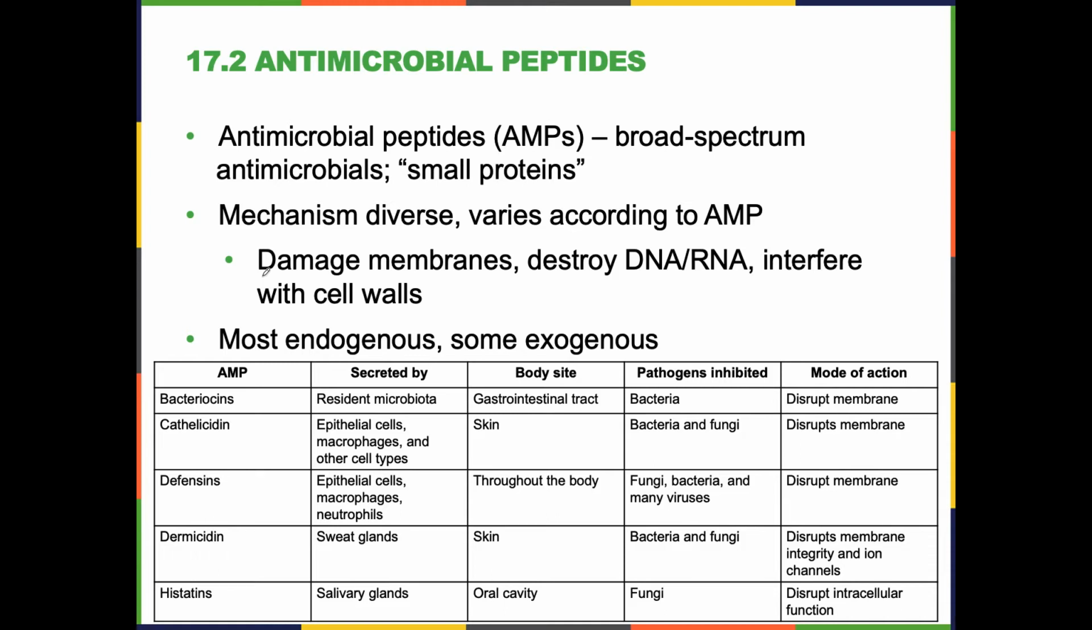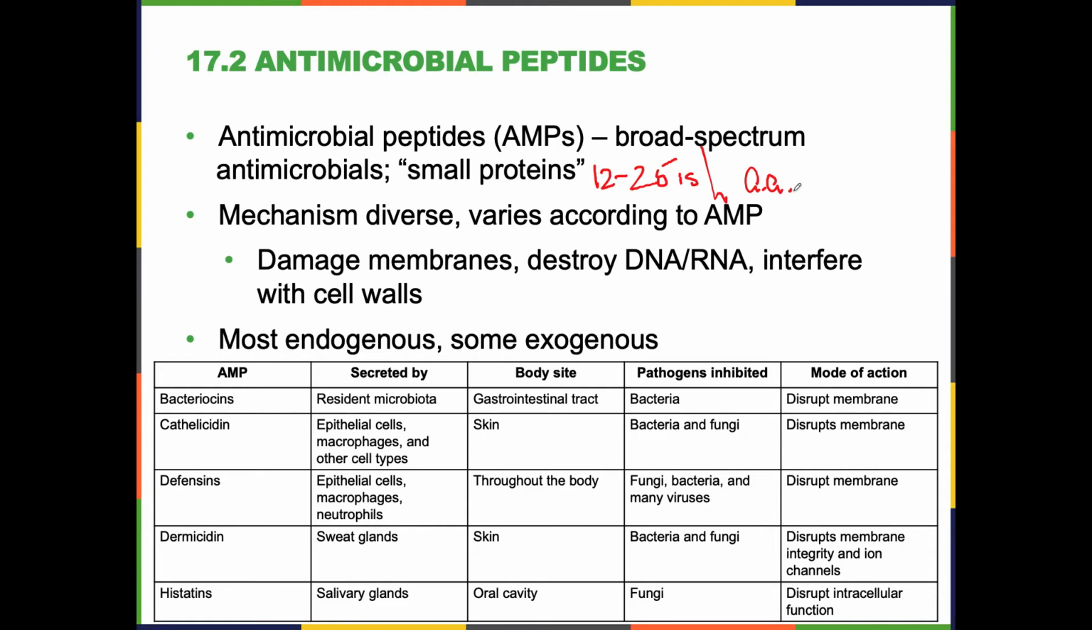These are broad spectrum antimicrobials. A peptide, if you recall, is just a small protein. So we're talking anywhere from like 12 to, let's go, 25-ish amino acids. Okay, so very small little proteins. Very diverse in mechanism, right? And sometimes the mechanism isn't even clearly understood. We know that they do things like damage membranes. They can interfere with cell walls. They can destroy RNA, DNA, right?